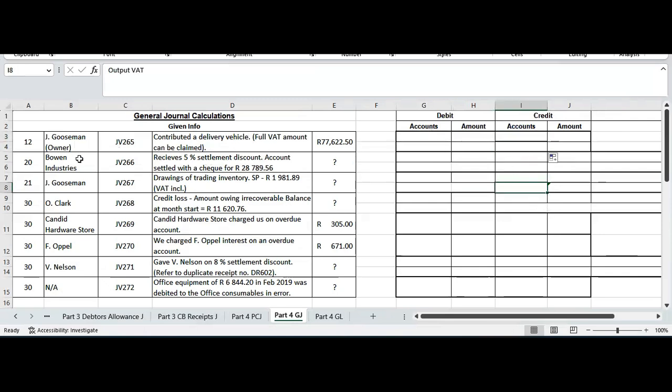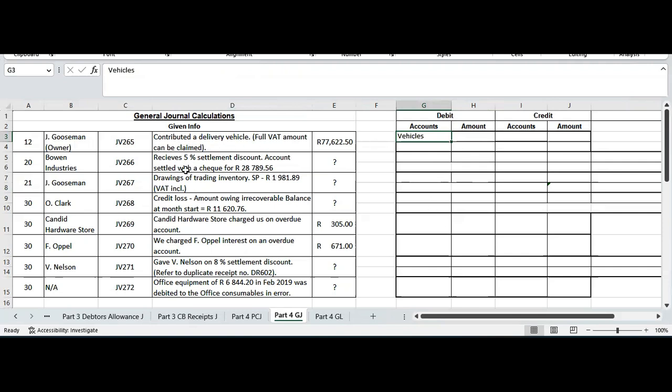So the first entry says that Jay Guzman, the owner, is contributing a delivery vehicle. The full amount of VAT can be claimed. So, okay, what do we expect to be debited? Well, obviously the vehicle, because we are getting a vehicle, which is a non-current asset, so we can put the amount in there for the vehicle that is going to be debited.